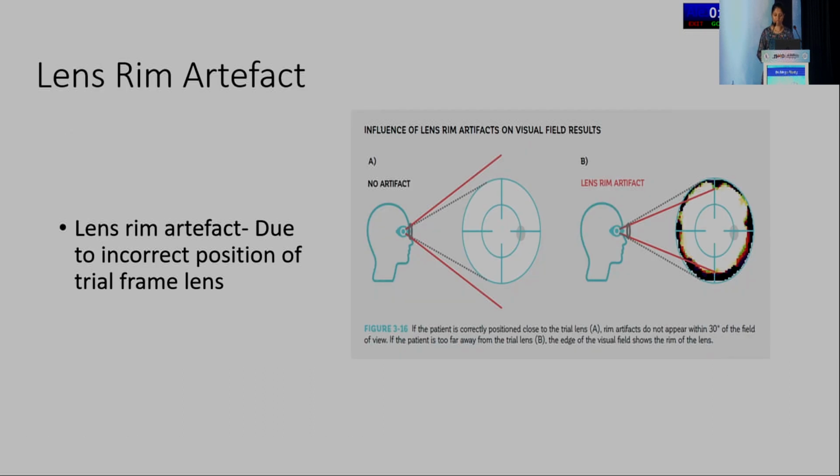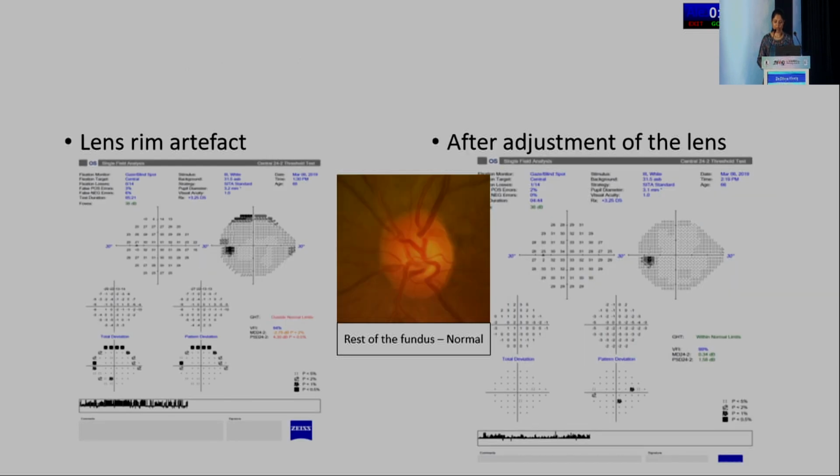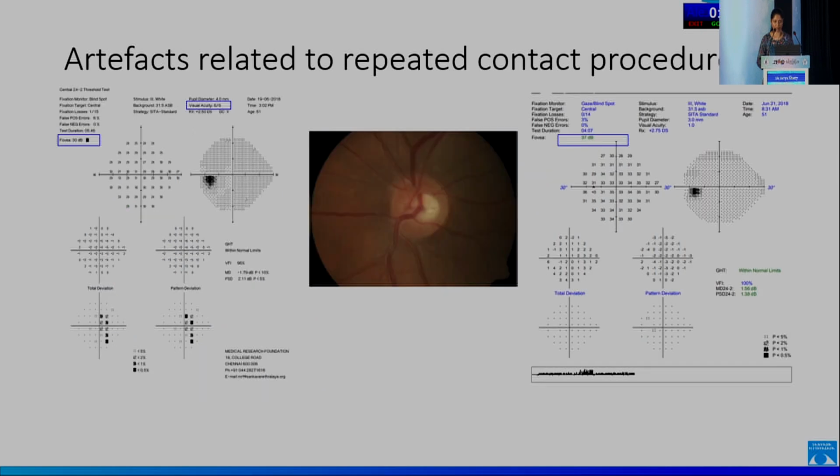Lens rim artifact is an artifact due to the incorrect positioning of the trial frame lens, when the patient is positioned far away from the trial lens. This is an example of a lens rim artifact in a normal healthy disc, where after repeating the test with the adjustment of the lens, the defects are not there.